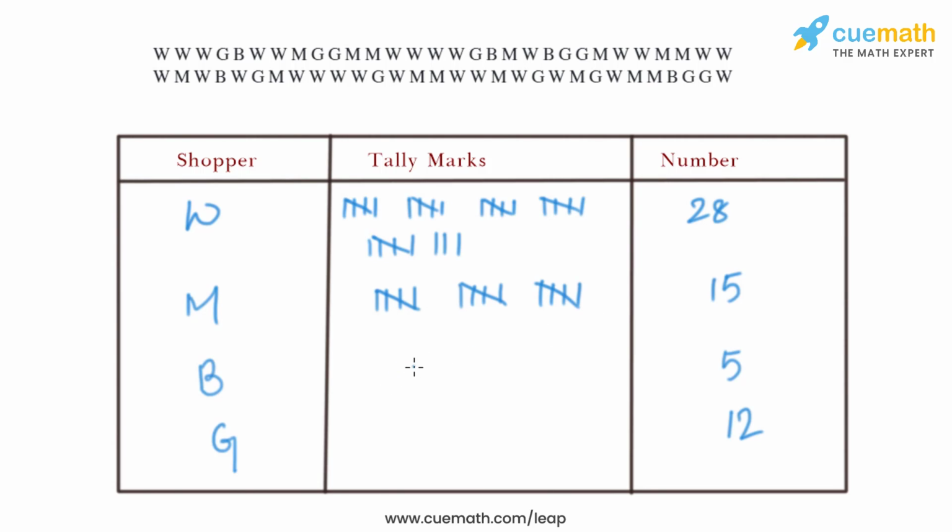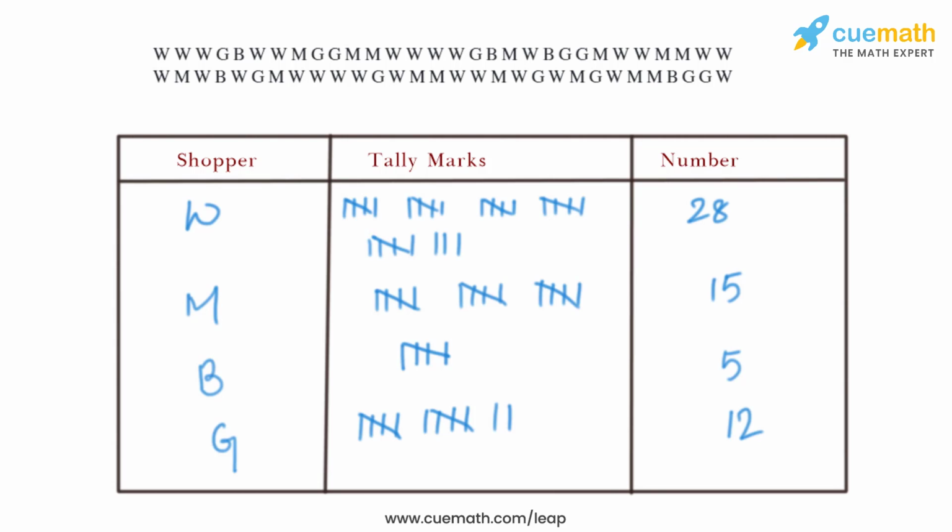In a similar way, we will write the tally marks for boys, and as we can see, they are 5. So 1, 2, 3, 4, and 5. Now let's write the tally marks for girls as they are 12. So 1, 2, 3, 4, 5. 1, 2, 3, 4, 5. So that makes 10 and 11 and 12. So this is how we will make a frequency distribution table using tally marks.